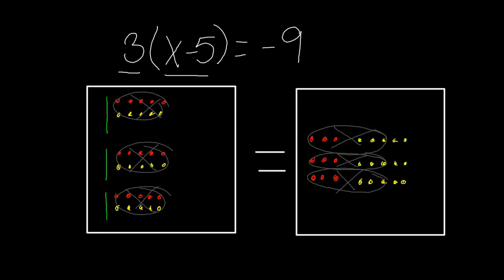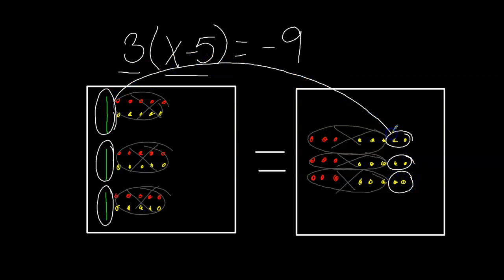So since I have 3 x's, I'm going to split it into 3 equal groups. But what you do to one side, you always have to do the other, so I'm going to split them into 3 equal groups. Therefore, 1x is equal to one group of positive 2, or in other words, x equals 2.